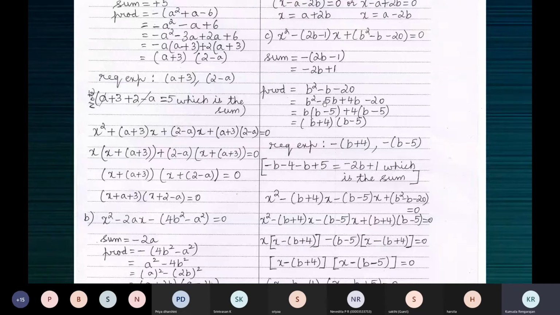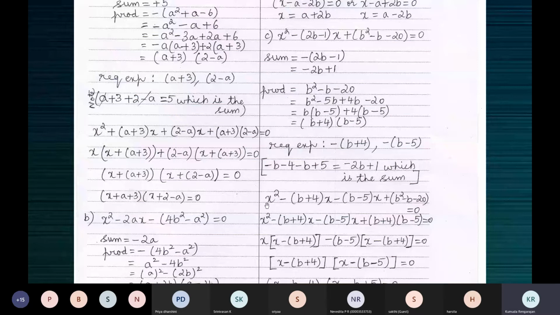I was telling you that if you feel it's difficult to fix the signs, you can just take some clue from the sum. The sum has minus 2b in it. Now here you have b and b. Using b and b, the only way to get minus 2b is fixing a minus sign to both, so that minus b minus b will give you minus 2b. So automatically you will get plus 1.